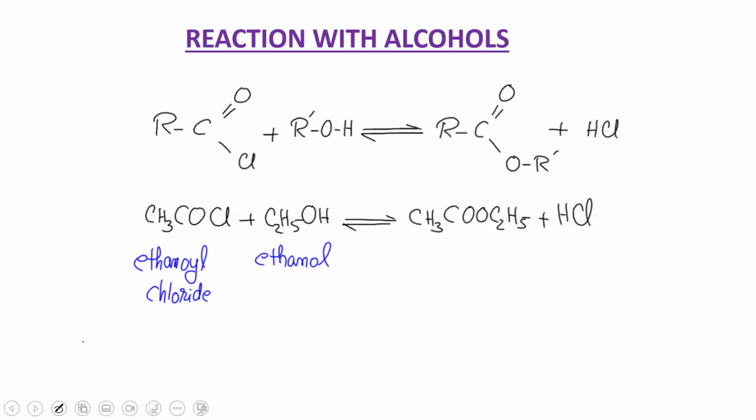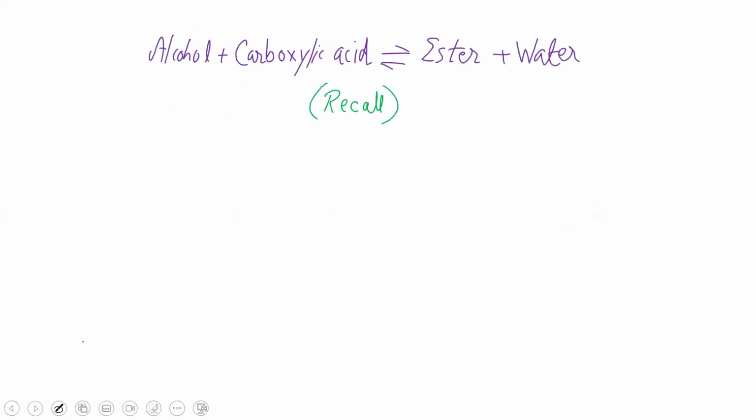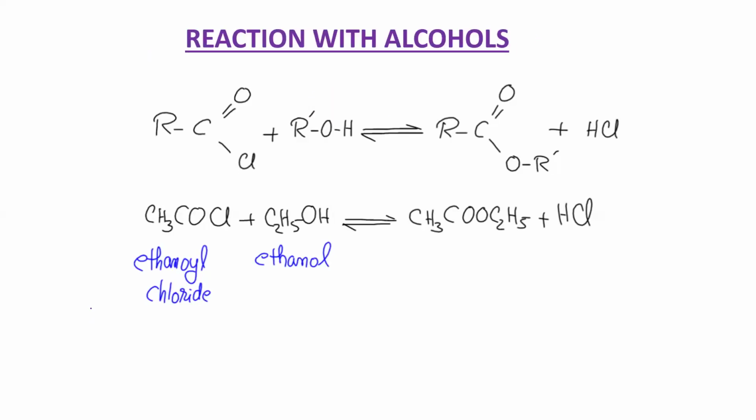Do you remember? We were using H2SO4 in our previous esterification. Why was H2SO4 used? Because it was a catalyst and a drying agent. Now here we are not using any catalyst because RCOCl, acyl chlorides, are very reactive themselves. So after giving the heading, you have to copy this. This is a reaction with acyl chlorides.